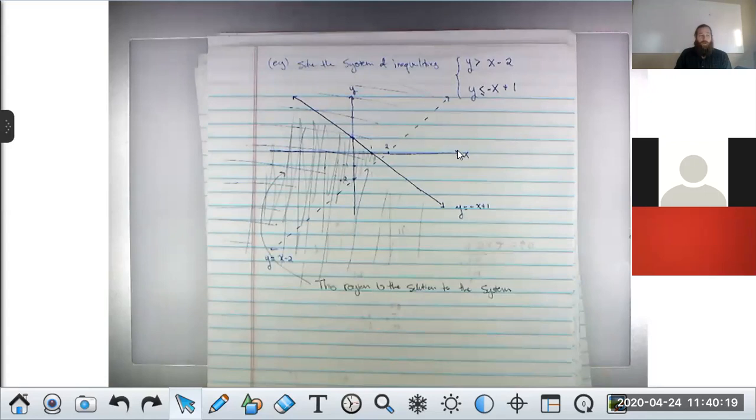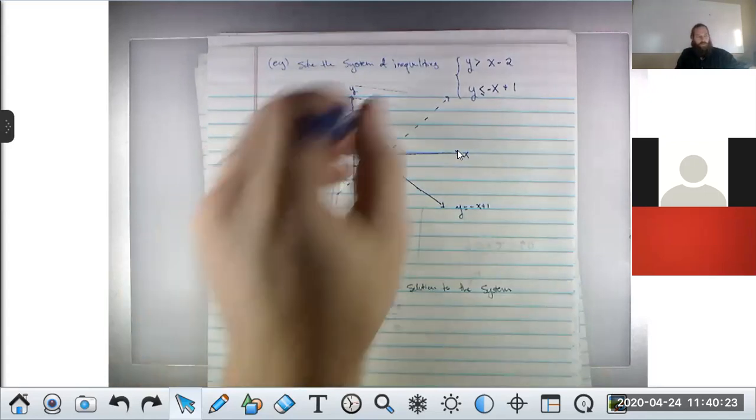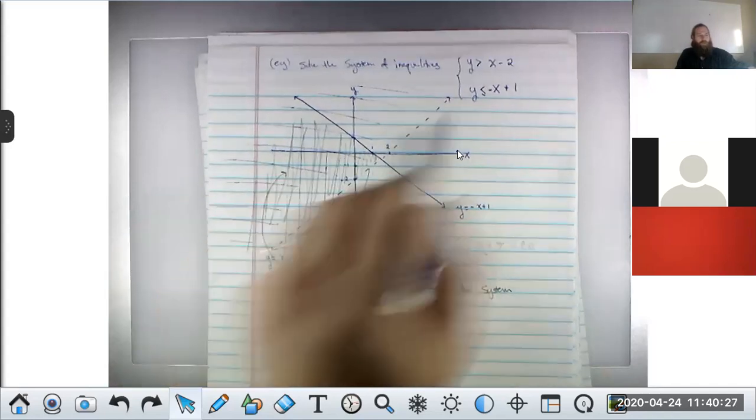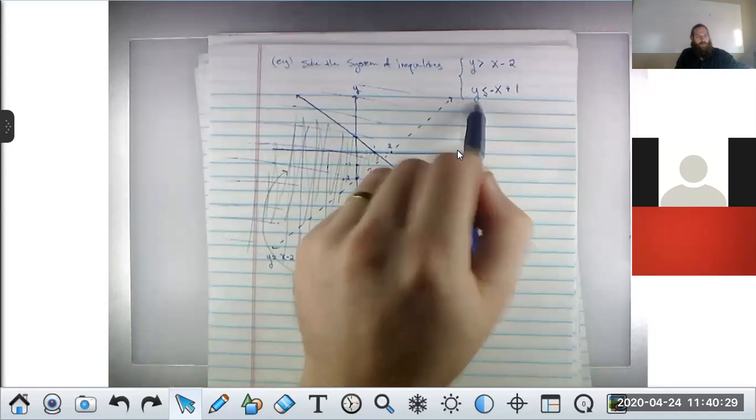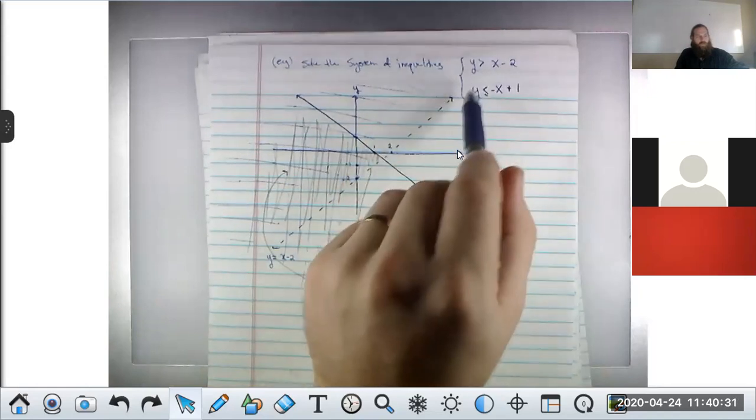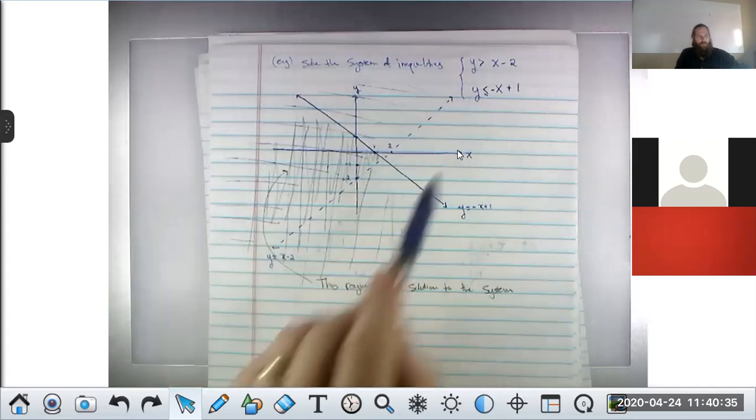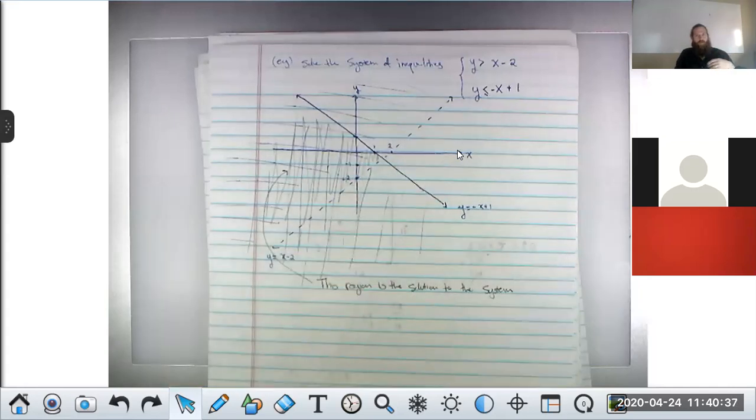We could have also gotten here with test points, right? I could label this as region 1, 2, 3, 4. And if I test a point from region 1, like (0, 0), you'll see that this is a true statement. Here you get 0 is greater than negative 2. Here you get 0 is less than or equal to 1. That's true. And if you test a point from each of these other regions, you'll see that either one or both inequalities is not satisfied.